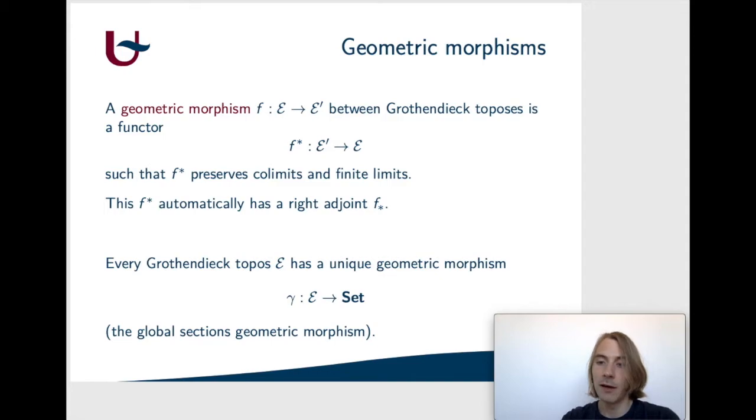You can look at functions between these Grothendieck toposes. And the right notion of function is a geometric morphism in this case. So what is a geometric morphism from E to E prime? This is a functor in the other direction that preserves colimits and finite limits. And this functor we call the inverse image functor, and it automatically has a right adjoint that we call the direct image functor. And as an example of geometric morphism, every Grothendieck topos E has a unique geometric morphism to Set. And this is called the global sections geometric morphism.